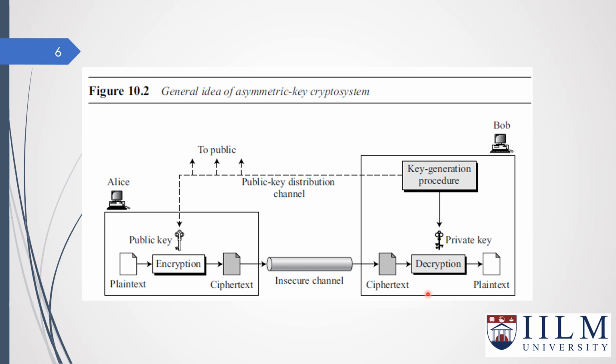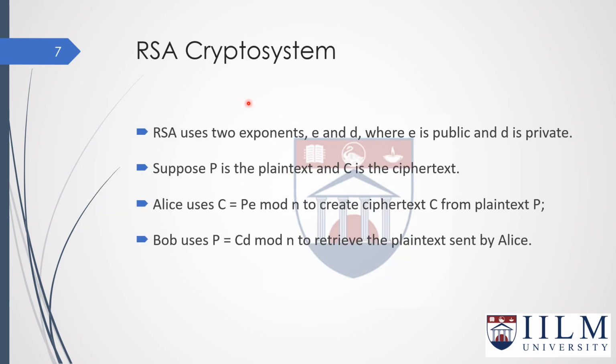So let's look at some examples of asymmetric key cryptography. If we remember, there are two algorithms for symmetric key cryptography, namely DES, the Data Encryption Standard, and AES, the Advanced Encryption Standard. But for asymmetric encryption, we generally have the RSA cryptosystem. RSA is named after its developers, and the RSA cryptosystem works on prime numbers. So let's see how it works. RSA normally uses two exponents, E and D, where E is public and D is private.